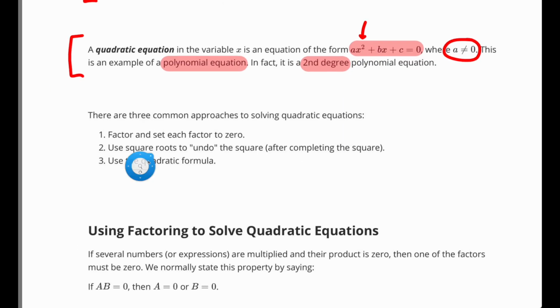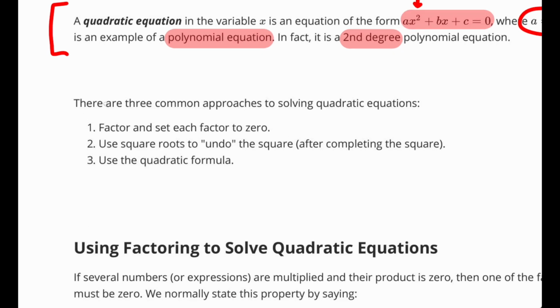Anyway, there are 3 common approaches for solving quadratic equations. We talked about these already: factoring, square roots, and the quadratic formula. This video is basically going to be going over all of those solving techniques in that order, so we can solve these quadratic equations.